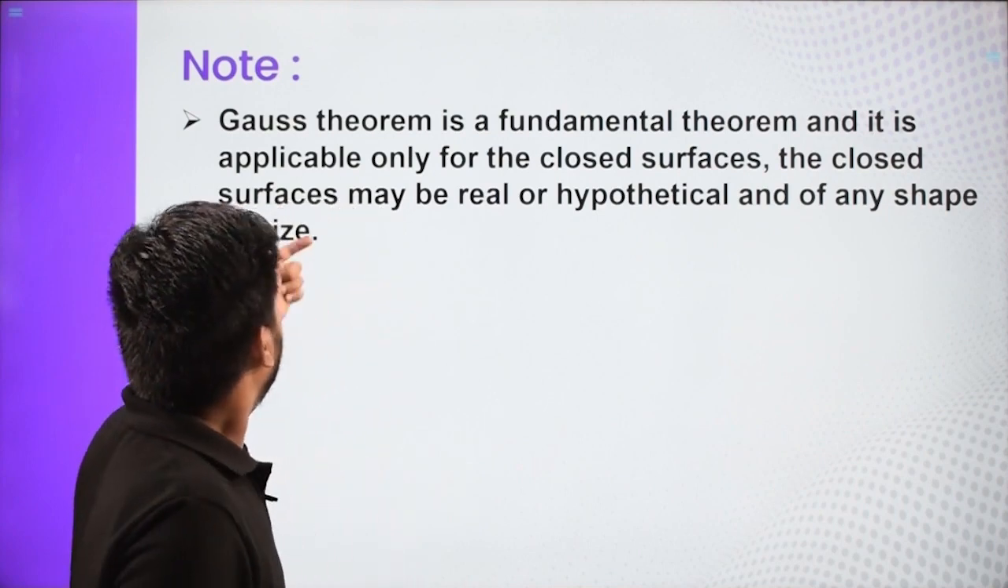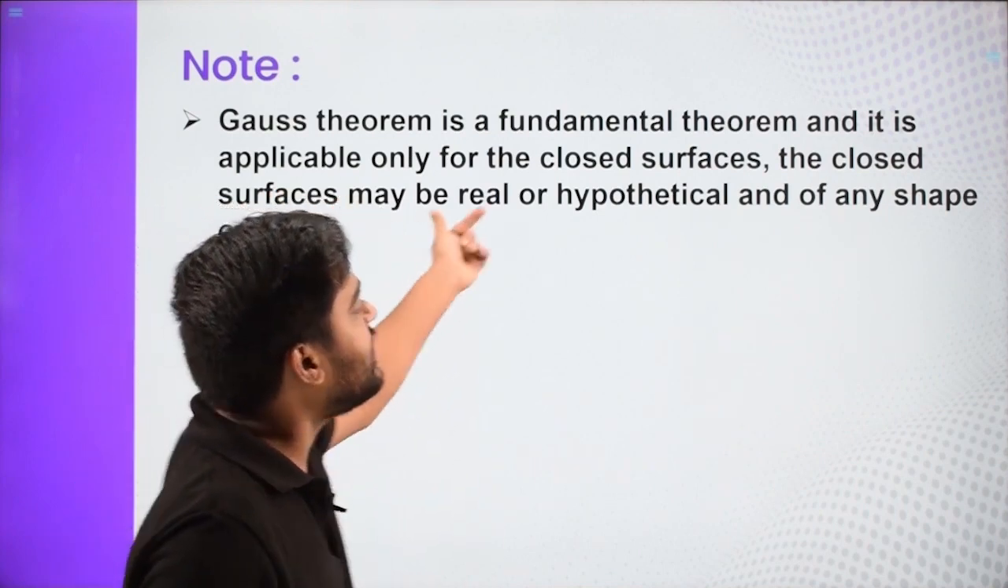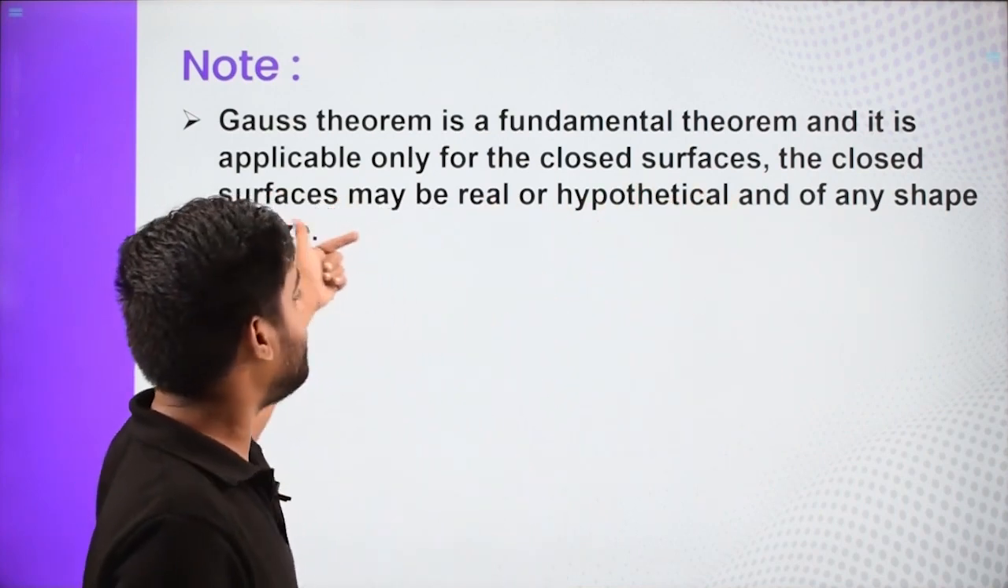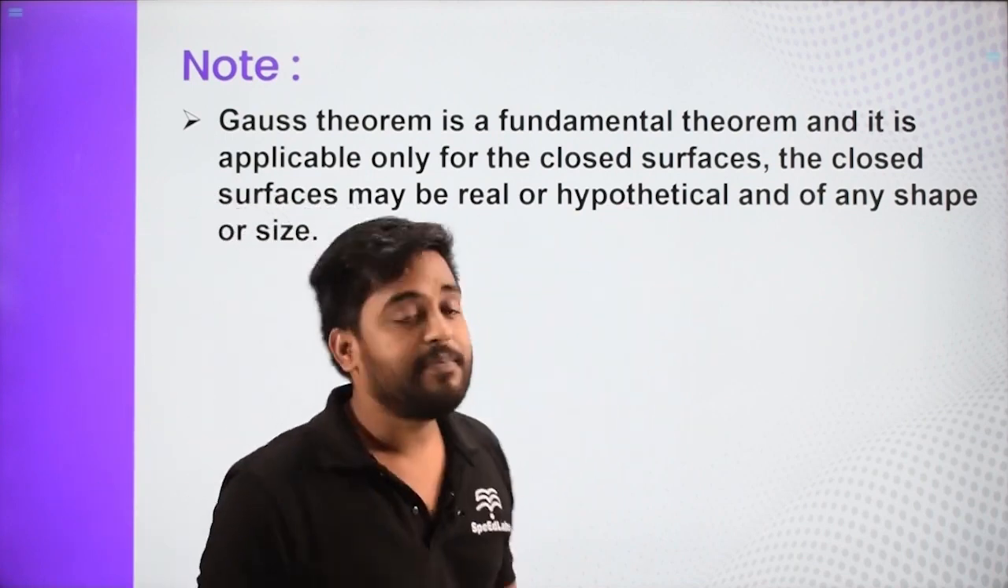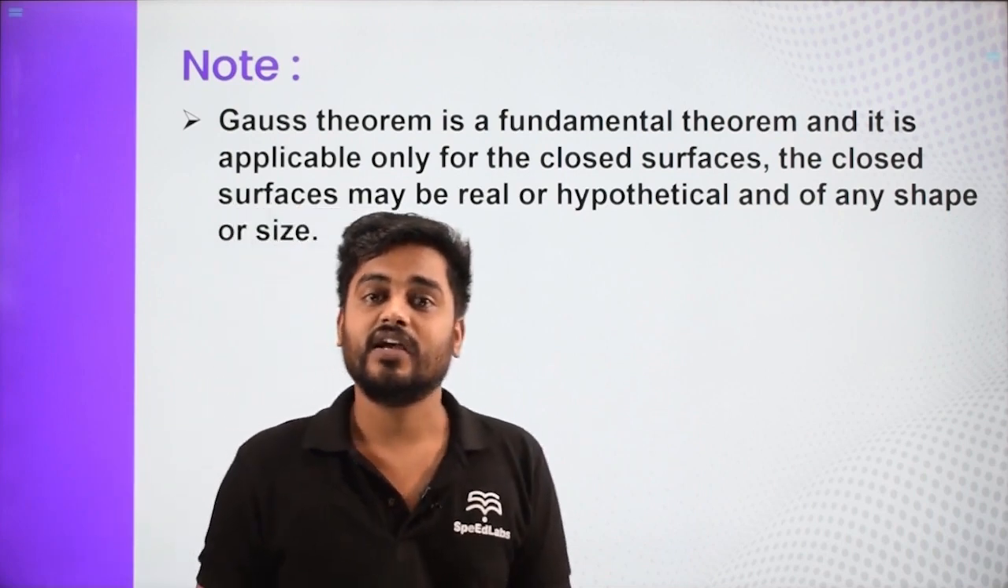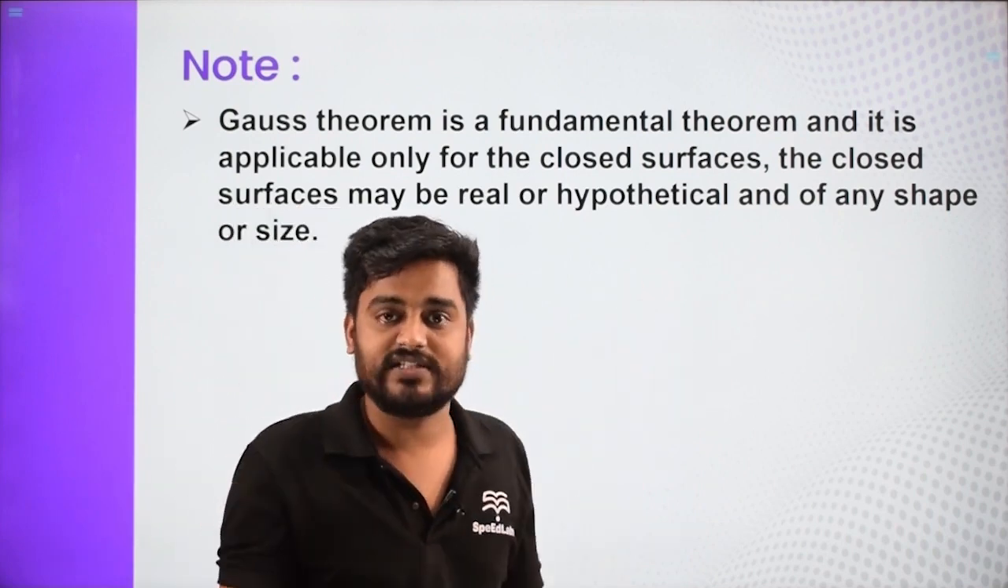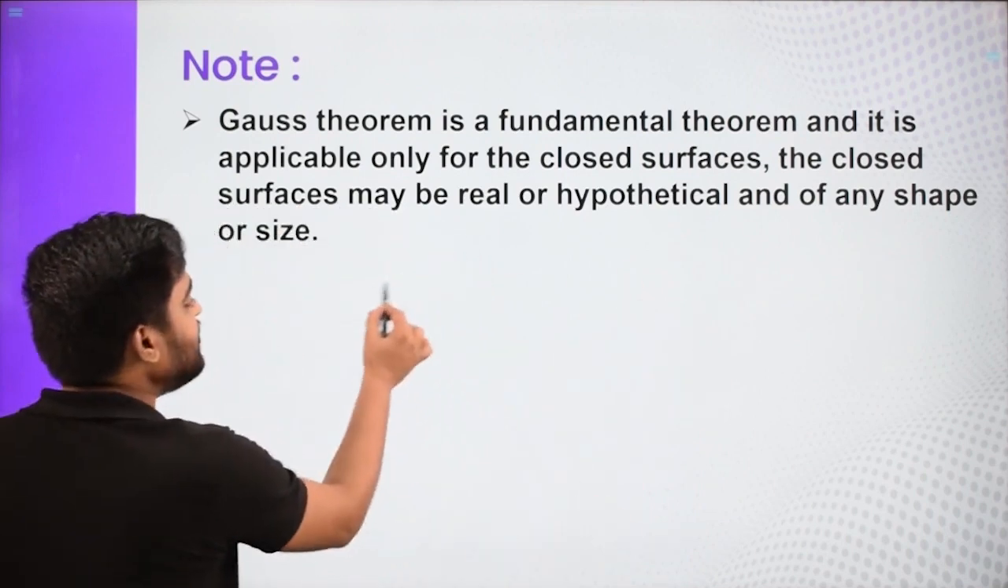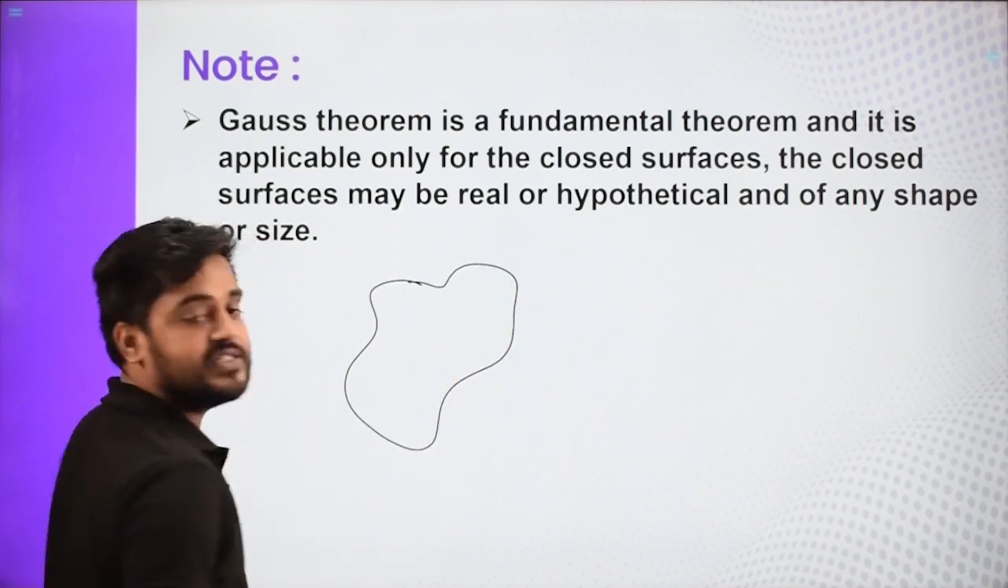Now let us do a note. This note says that Gauss's theorem is a fundamental theorem and it is always applicable for any closed surface. That closed surface may be real or hypothetical. It has to be a closed surface. For an open surface, Gauss's law is not true. But if it is a closed surface, it can be of any shape. The shape of the closed surface does not matter.